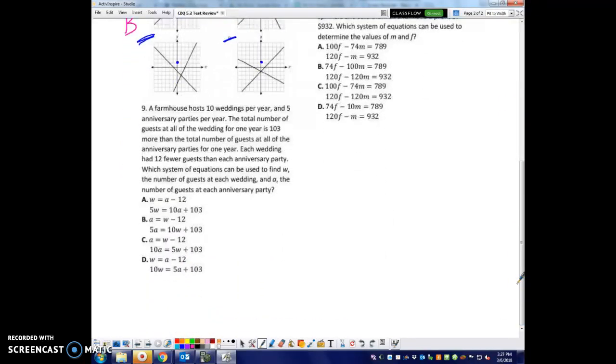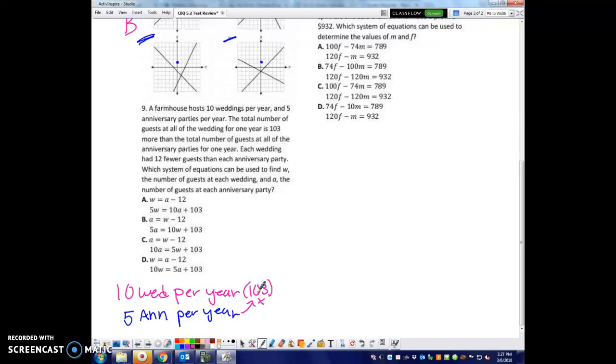A farmhouse hosts 10 weddings per year and 5 anniversary parties per year. So, 10 weddings per year and 5 anniversary parties per year. The total number of guests at all the weddings for 1 year is 103. So 103 guests for the whole year. Oh, 103 more than the total number of guests at the anniversary parties. So 103 more than, so it's this plus 103. So whatever we have for anniversary parties plus 103.